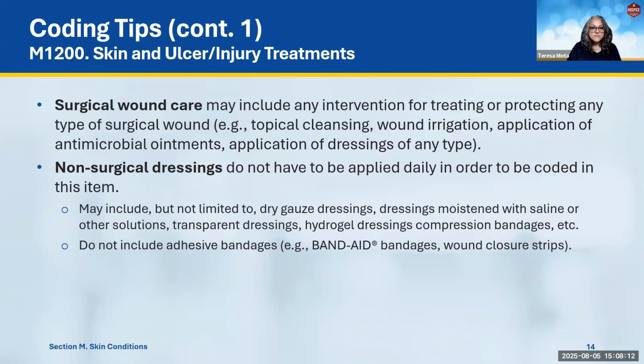Continuing on with these coding tips for surgical wound care, this may include any intervention for treating or protecting any type of surgical wound. For example, topical cleansing, wound irrigation, application of antimicrobial ointments, application of dressings of any type. And then non-surgical dressings. These may include, but aren't limited to, dry gauze dressings, dressings moistened with saline or other solutions, transparent dressings, hydrogel dressings, and compression bandages.